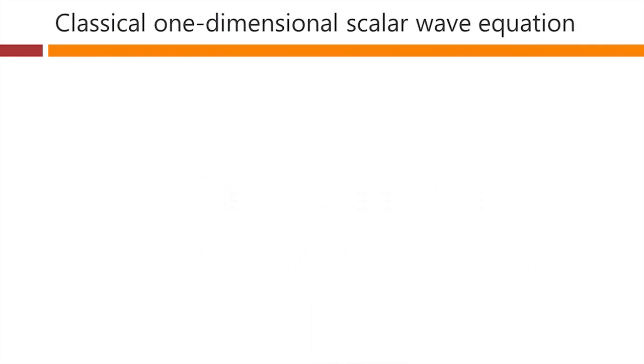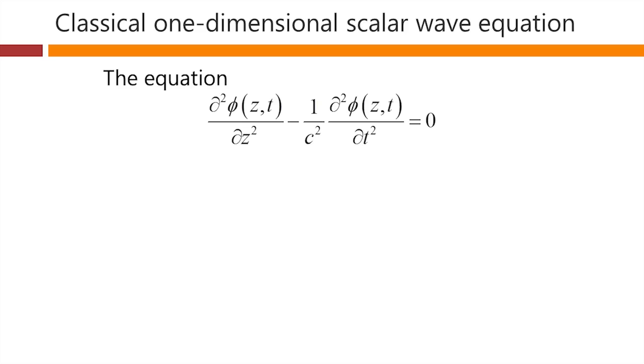So let's look at a wave equation then as a good example of a differential equation. The one we're going to look at here is sometimes called a one-dimensional scalar wave equation, and it comes up a lot in classical physics. So this is the equation we're going to look at. This equation has the second derivative with respect to position here, and the second derivative with respect to time here.